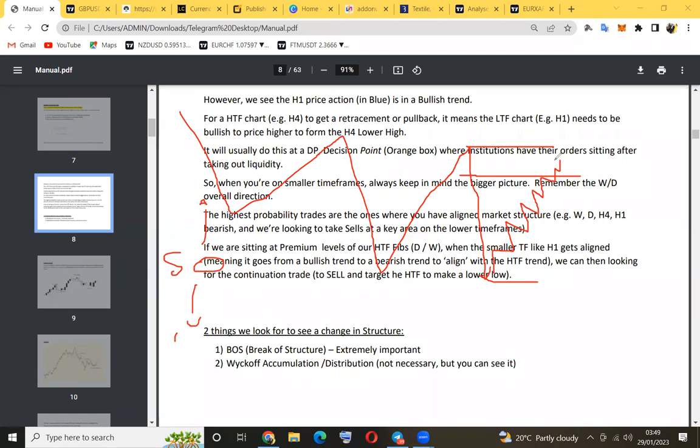So this 1 hour trend change here can give us a good opportunity for alignment, where the smaller time frame will now align with the overall trend. And such opportunities, you don't need to stay much to make money.